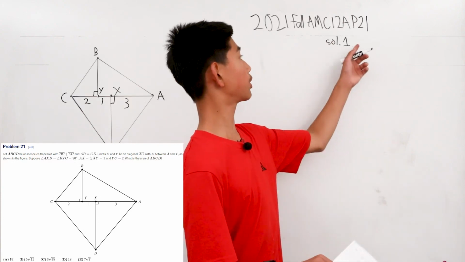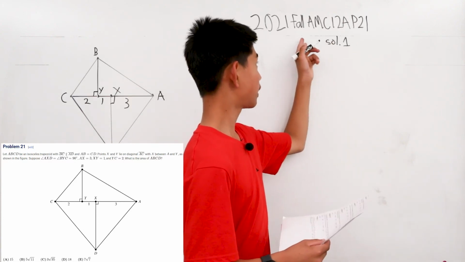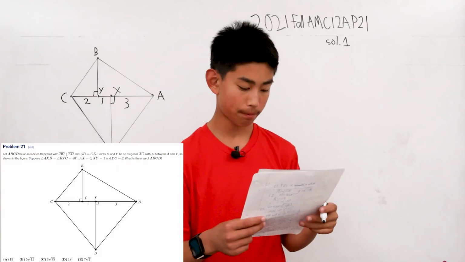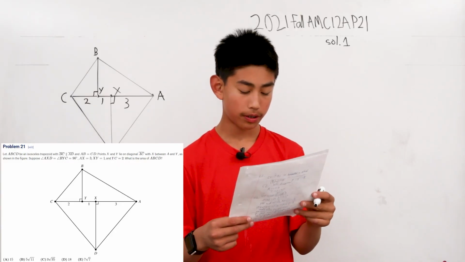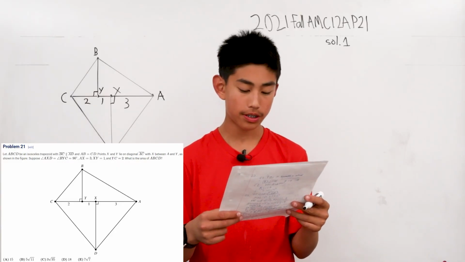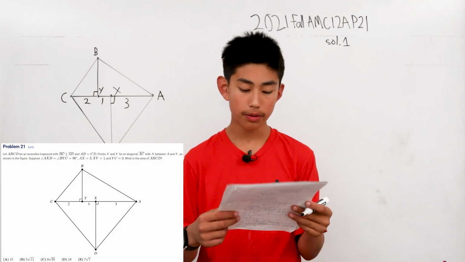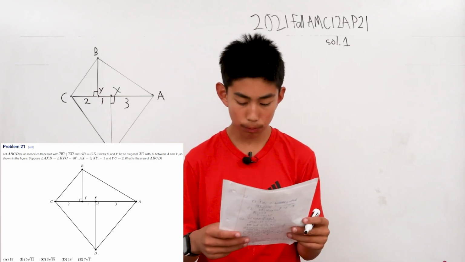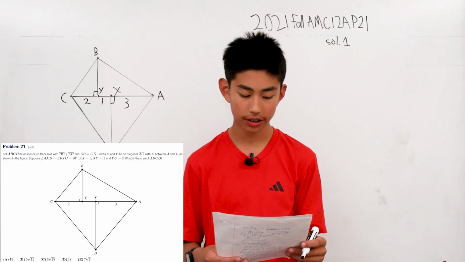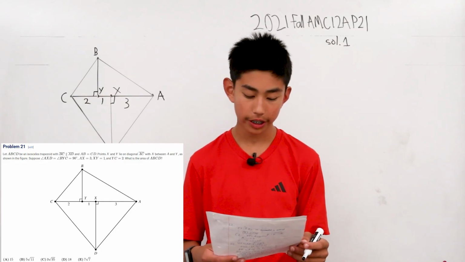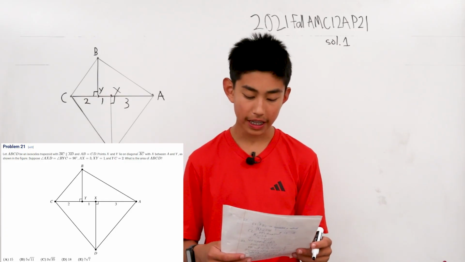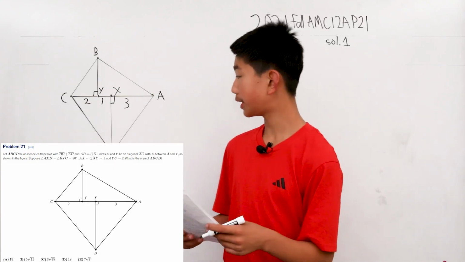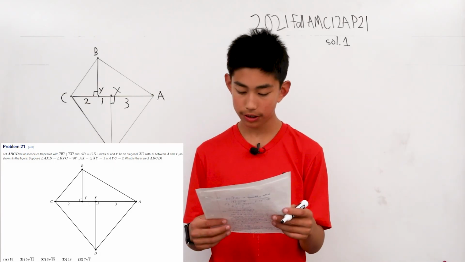We're solving problem 21 from the fall AMC 12A from 2021. Let ABCD be an isosceles trapezoid with BC parallel to AD and AB equals CD. Points X and Y lie on diagonal AC with X between A and Y as shown in the figure. Suppose angle AXD equals angle BYC, which is 90 degrees.